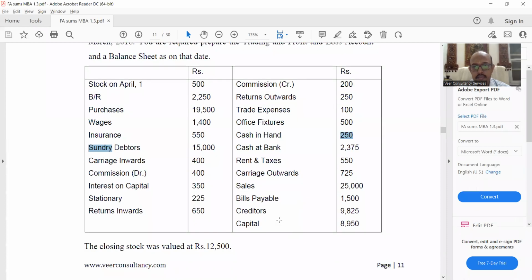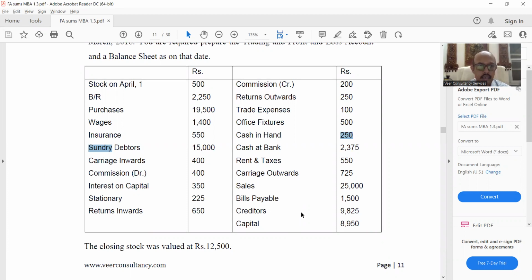Then we have creditors. Creditors are what? They are those guys from whom we have taken goods on credit. You have taken goods on credit from them. So these are the people whom we have to pay. It's our liability. So we'll go in the balance sheet on the liability side. Make a note over there, balance sheet on the liability side.